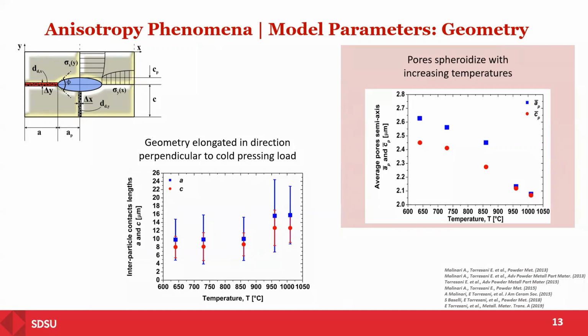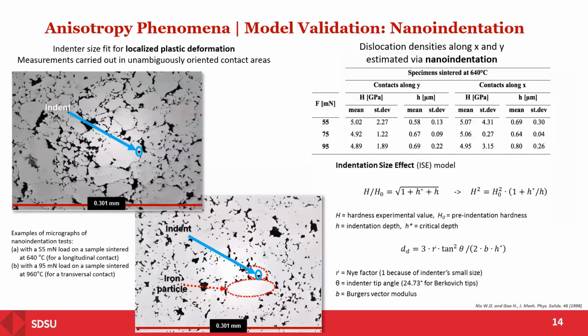So we get all this data and we run the experiment, but first, as I mentioned, we try to measure experimentally our validation parameter, the dislocation density. One method we used at that time was nanoindentation. So we indent locally our particles close to where we have the particle contact. And using this relationship, the indentation size effect, this model correlates the nano hardness measurement with the dislocation density value. It was developed by Nix and Gao. It's a very old model, but it works.